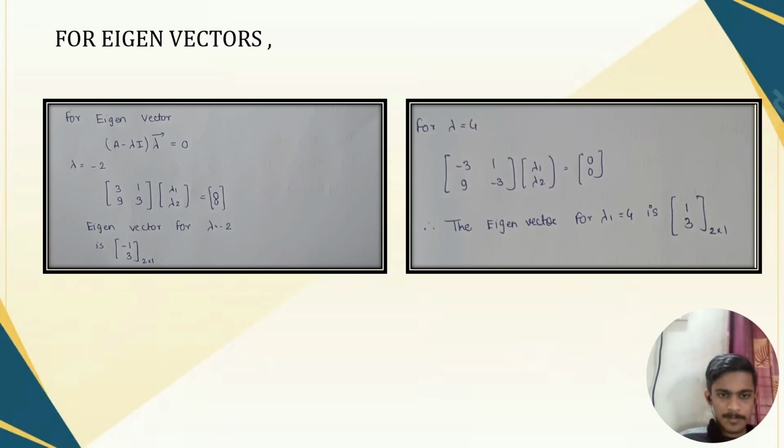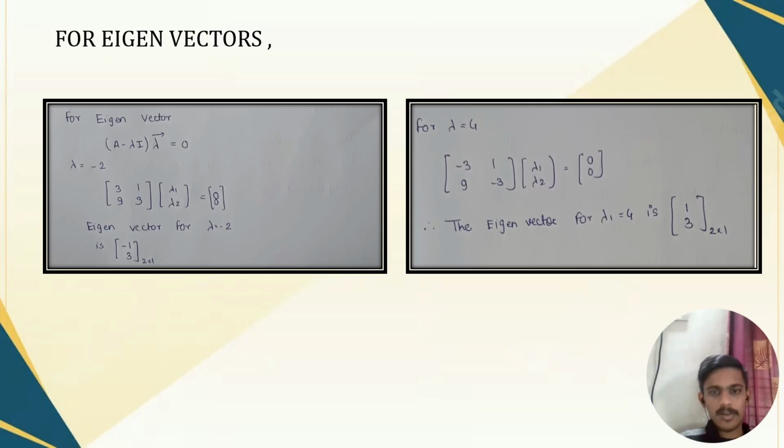So the entry was 1 minus lambda, and 1 minus of minus 2 will become 3. So the matrix [3 1; 9 3] into the eigenvector equals the 0 vector. So here for lambda equal to minus 2, it will become [minus 1, 3], a 2 cross 1 matrix.